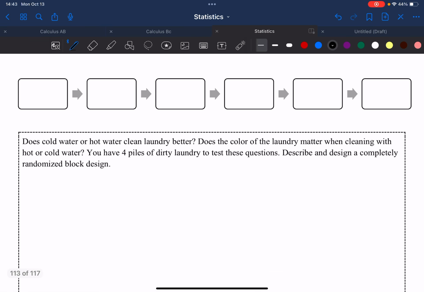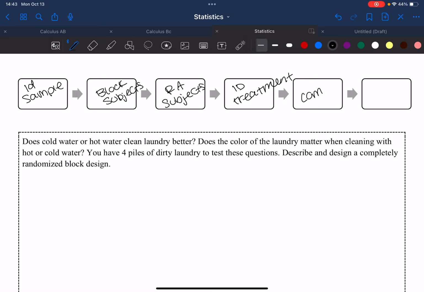Okay, so this would be us identifying a sample. Block the subjects, so put them into blocks. Randomly assign the subjects. Identify a treatment. Compare the results, and then combine the results from each block.